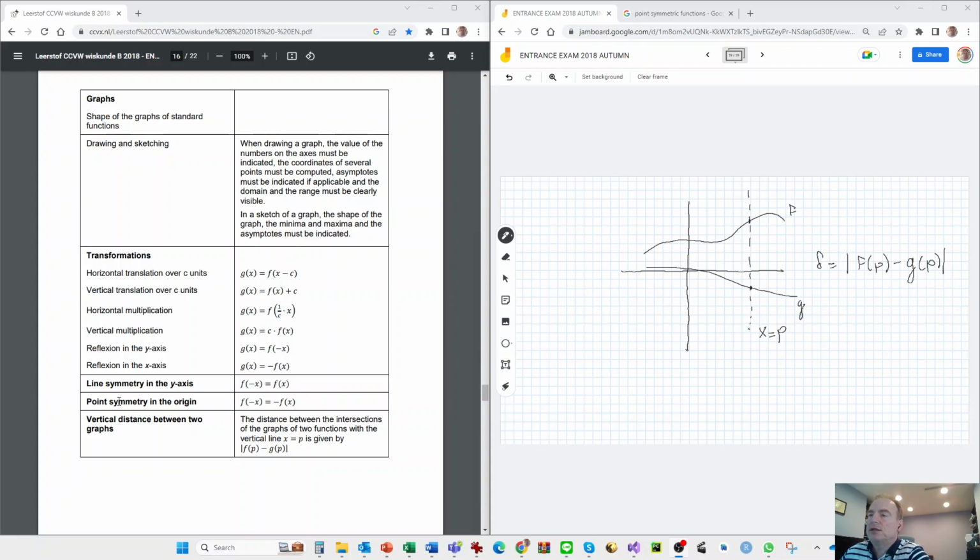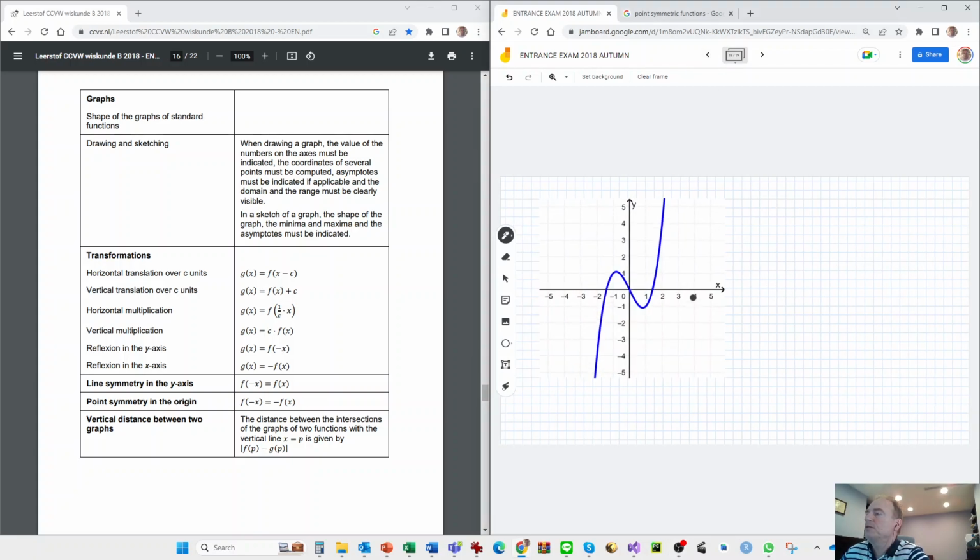And then you can look at point symmetry in the origin. It's point symmetric if f evaluated at minus x is equal to minus f evaluated at x. So an example of that would be this function. Let's say I evaluate here at minus 1, then I see that it's actually the opposite sign of the evaluation at 1. So it's symmetric under reflection in this line y equals x.